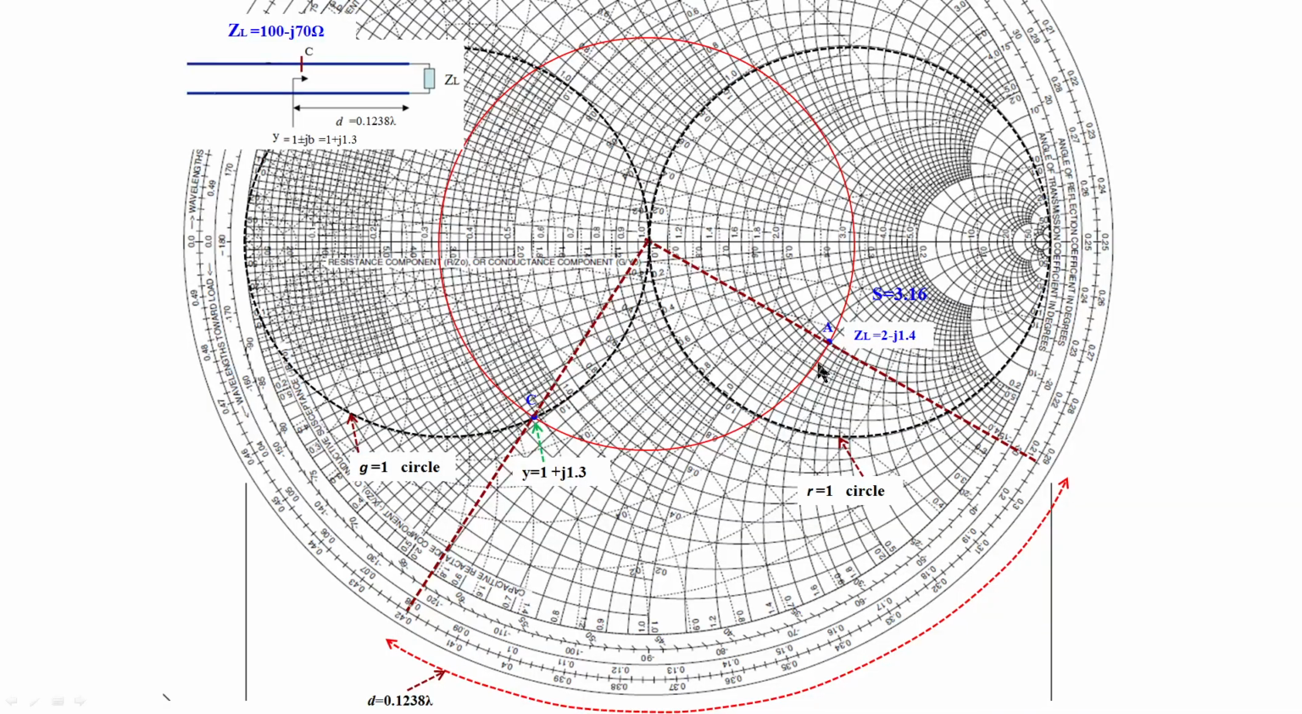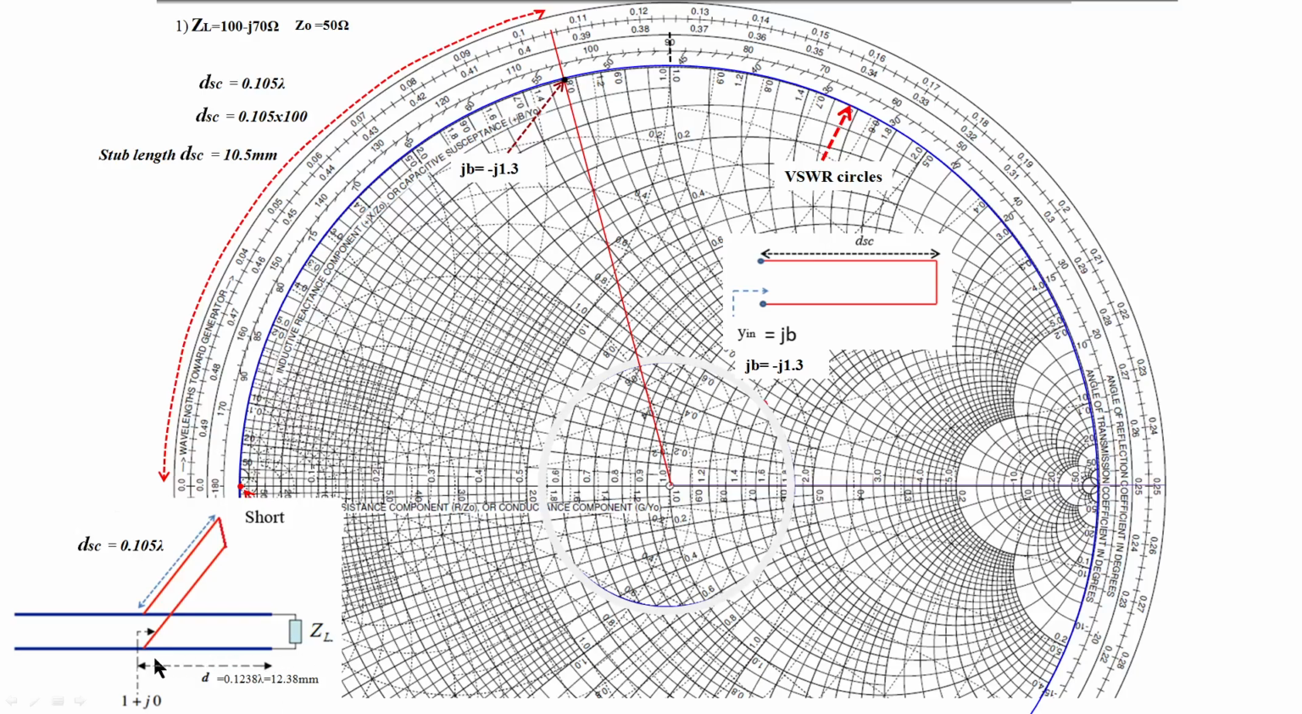Mark the load on the VSWR circle. You should move like this. Wherever it intersects the G equal to 1 circle, you stop, and find the distance from here to here. That is this D. Two lengths you have to find out. One is this length, another is this length. One is for the stub design length. This is for where to connect the stub. So two main things you should find out.